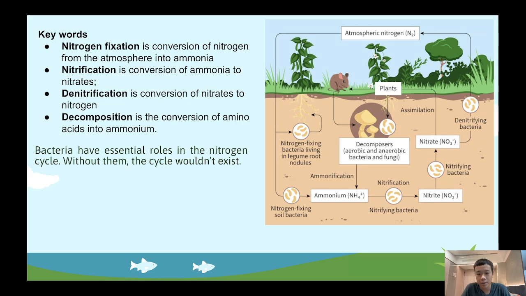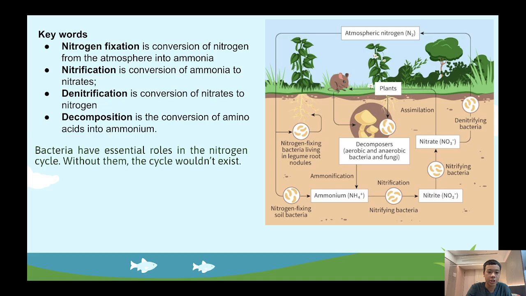So let's talk about the nitrogen cycle. The way that atmospheric nitrogen is turned into ammonium is basically through nitrogen-fixing bacteria that live in the roots of plants, or it could be through rainwater, or it could be through lightning as well. Basically, nitrogen fixation is the conversion of atmospheric nitrogen to ammonium.